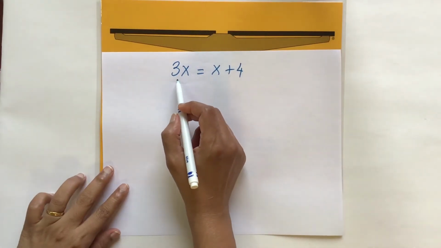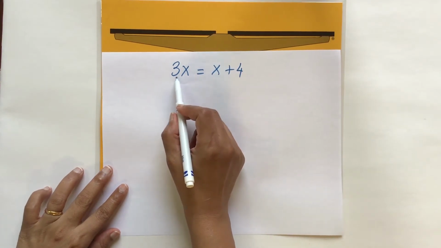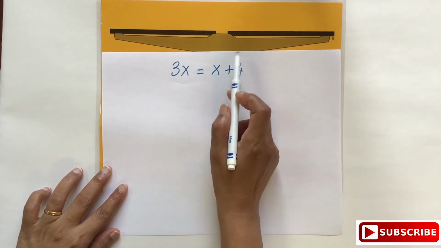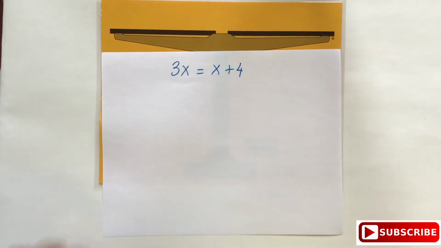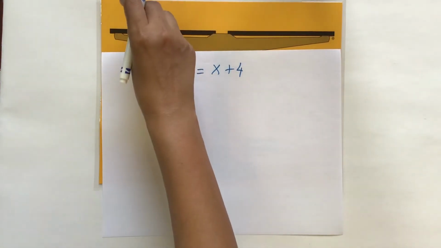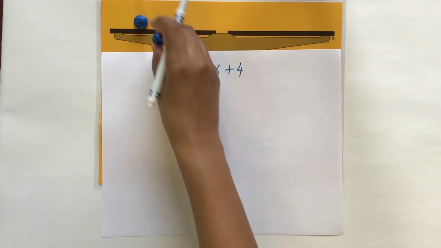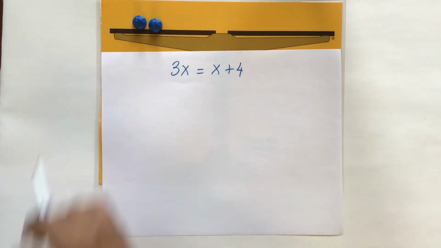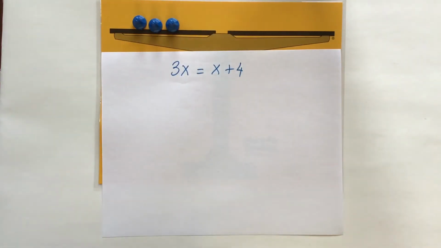This is a simple multi-step equation with a variable on the left side and on the right side. Let's use the mat to set this up. The left side is 3x, so each blue pawn represents an x, so this will be 1x, 2x, 3x. And on the right side, it's an x plus 4.